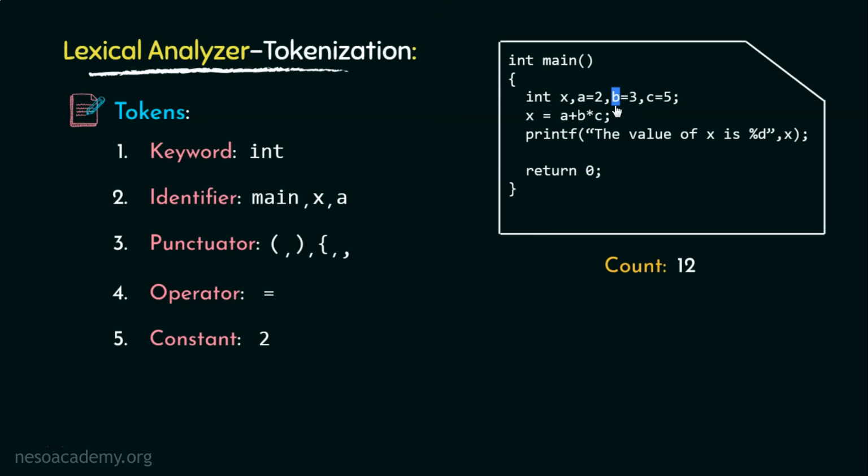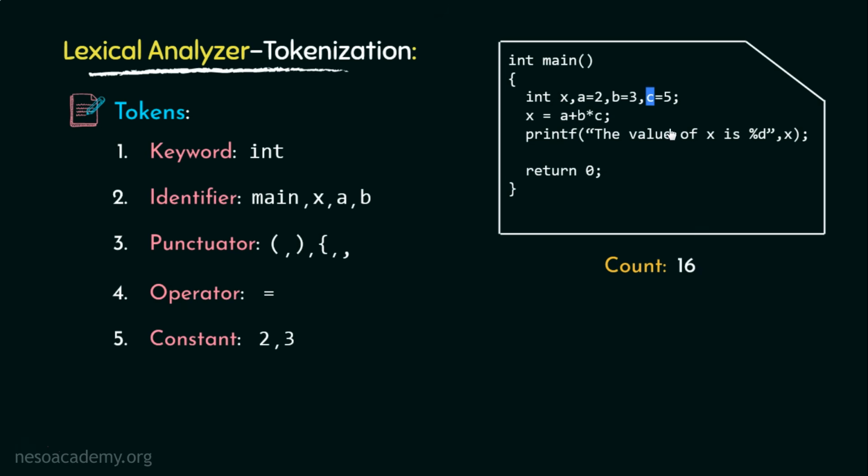Next, we have the variable b. It is an identifier. So the count now becomes 13. Then again we have come across the assignment operator. So the count is again up by 1, making it 14. Now the fixed value 3 will fall under the constant token category. Count will now be 15. Again the comma punctuator will increase the count to 16.